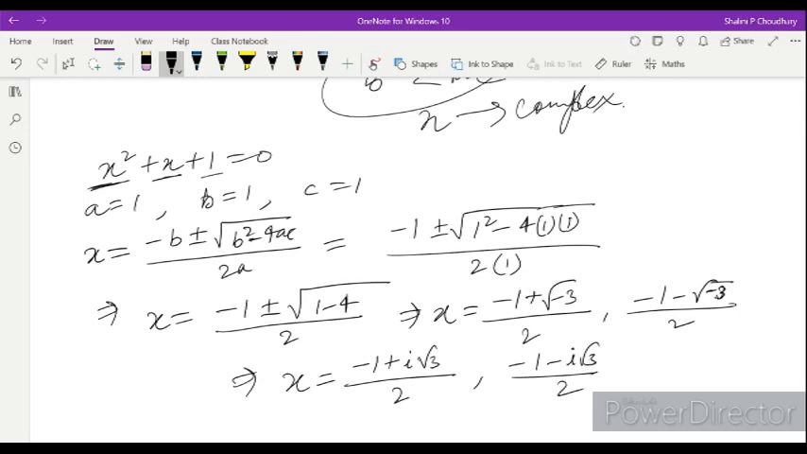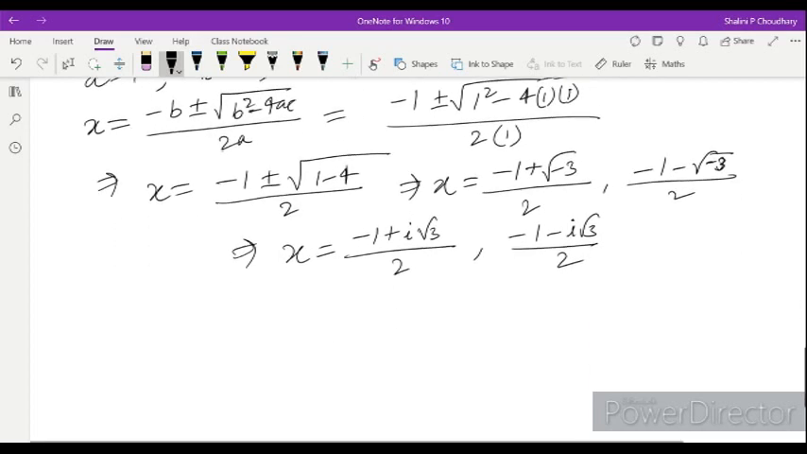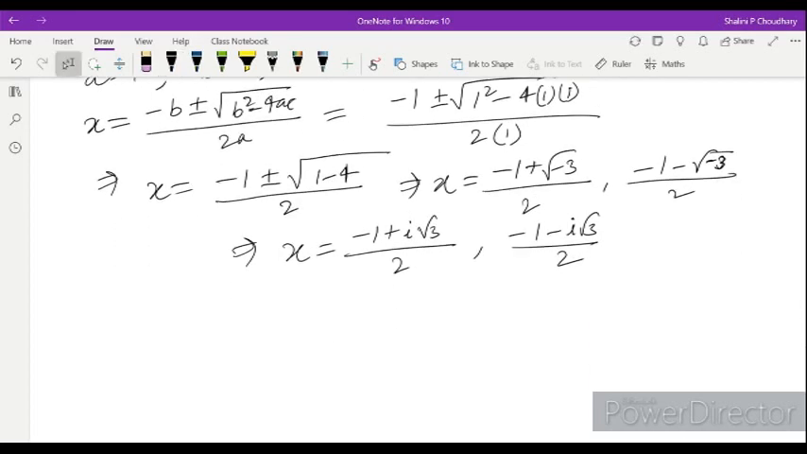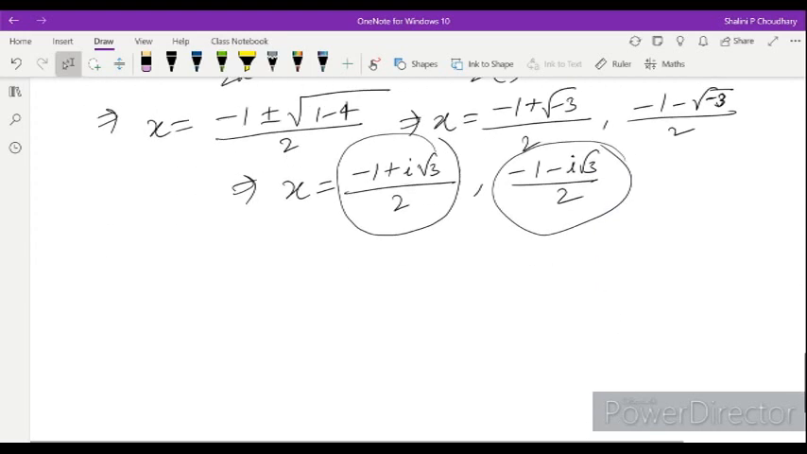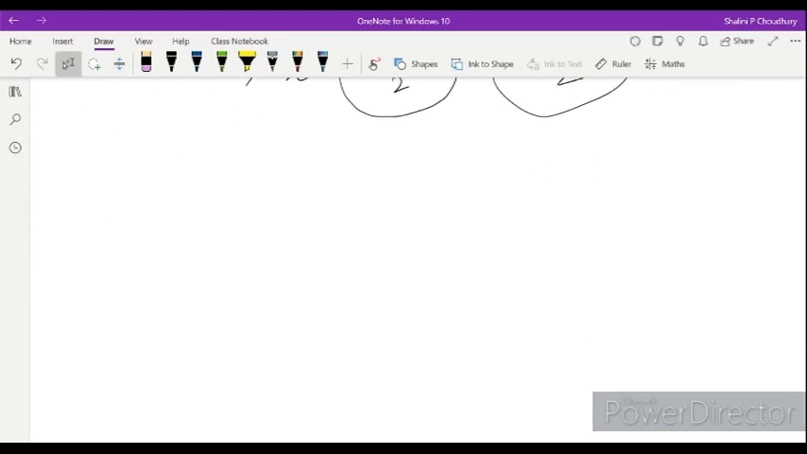So these are the two values of x, two roots of x. So roots of x are minus 1 plus i root 3 divided by 2 and minus 1 minus i root 3 divided by 2. These are the two roots of this equation. Okay. Now another question we'll do.